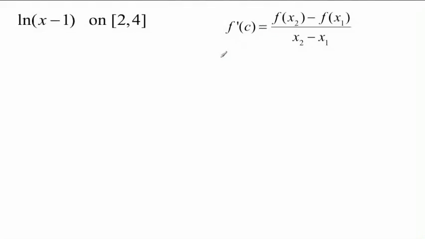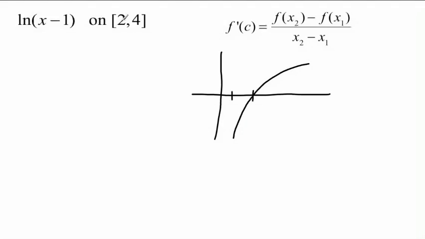interval. So what I'm going to do is graph it really quick. This function is going to be the natural log of x minus 1, so it's just a regular logarithm. Now a regular logarithm goes through the point (1, 0) and kind of looks like this. But this is going to be shifted right 1, so it's going to be here, and it's going to go from here to here. And we want it from 2 to 4, so 2 to 4.